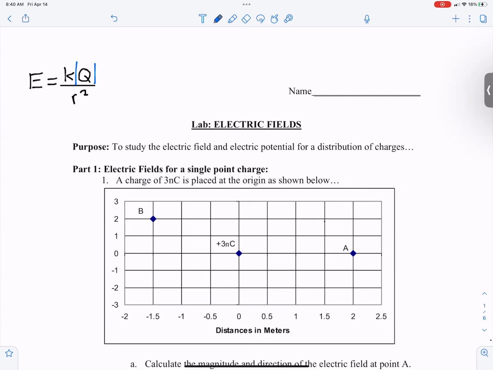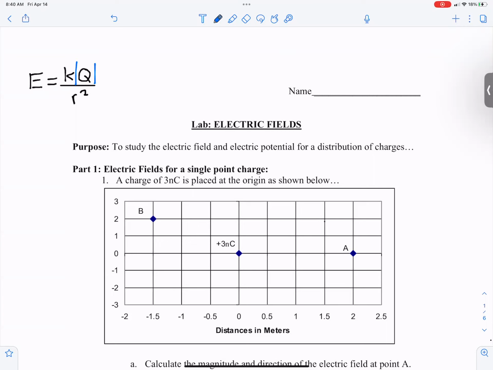We're also going to get in the hang of drawing what are called electric field diagrams for multiple point charges. So when you have multiple charges and we're trying to find the net electric field or the total electric field, we're going to get in the practice of drawing what's called an electric field diagram. For single point charges, it's pretty easy, and we'll kind of do that as we go.